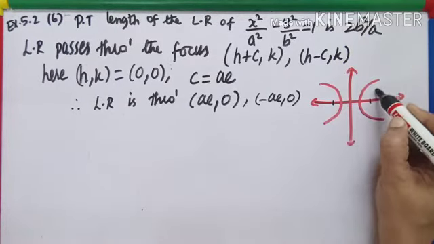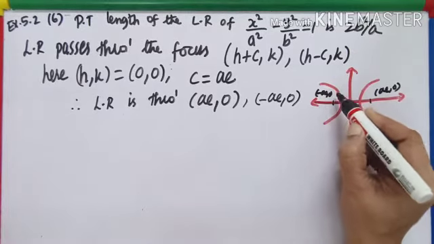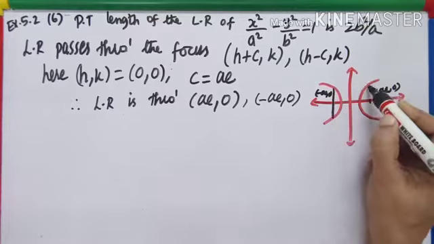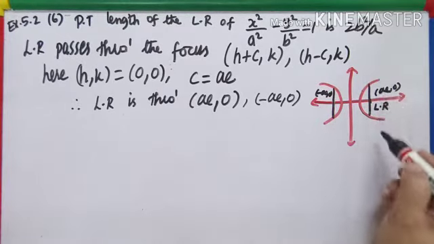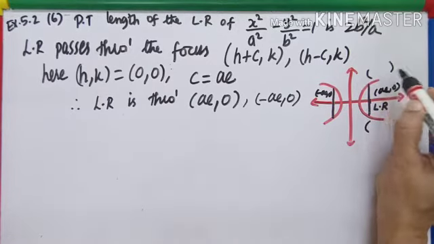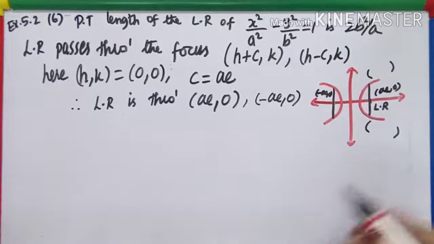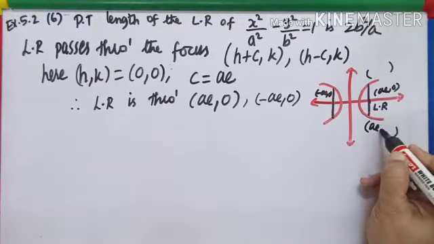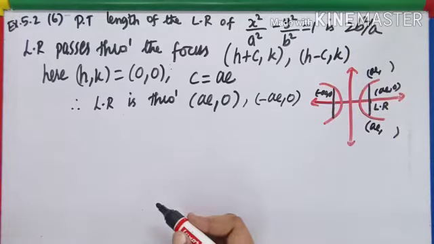The foci, as we mark, are AE, 0 and minus AE, 0, and this line we call the latus rectum. To find the ends of it, I need to know the end of the latus rectum so that I can find out the distance. So the X value is AE, but I don't know the Y value, which we have to find out.